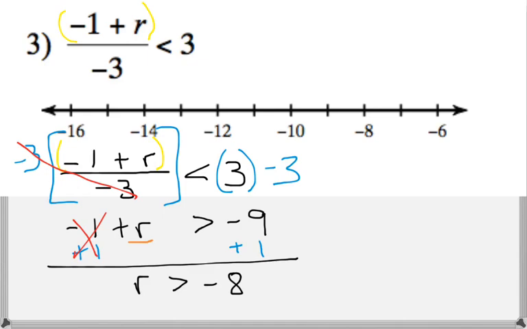So find -8 on our number line. It's going to be an open circle because we do not have the or equals to part of that inequality. And we want the numbers that are greater than -8. So that would be over here to the right. We can go ahead and draw our line. And we have solved another example.